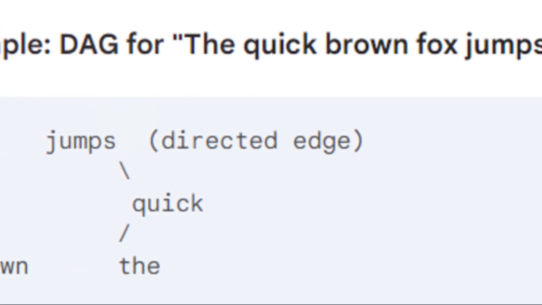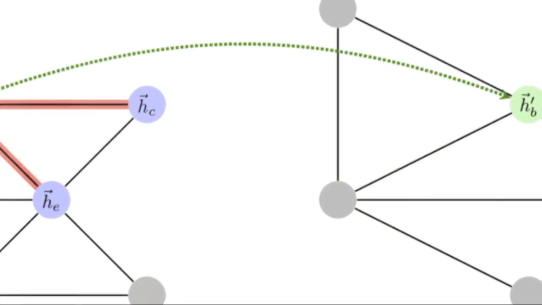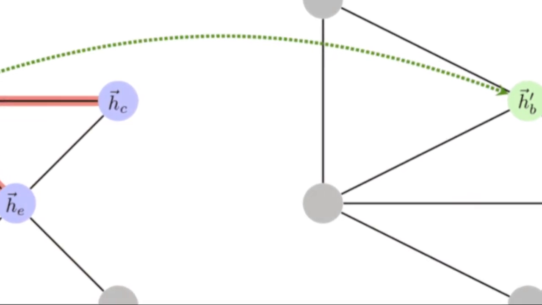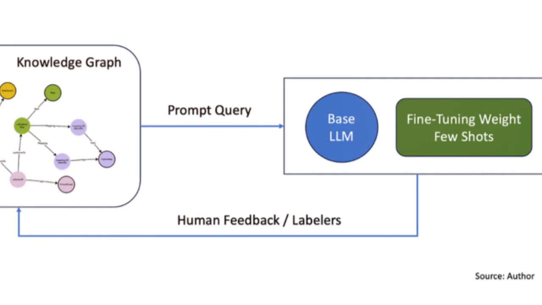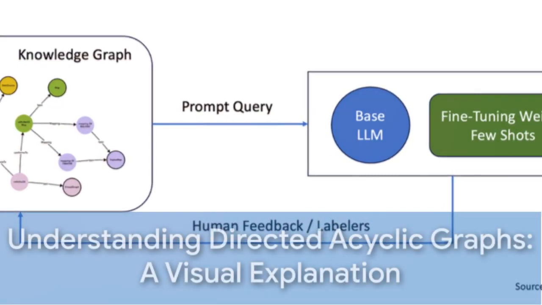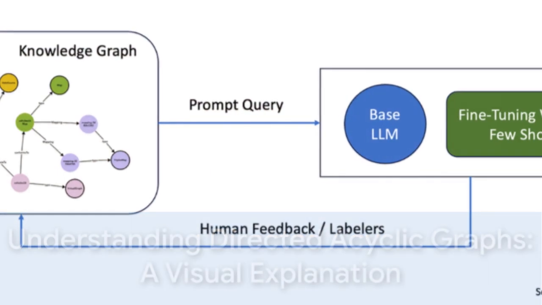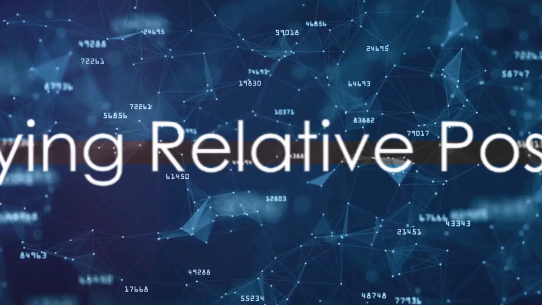The limitations of this method are clear, so how do we solve this? Enter the concept of relative positions encoded as edges in a directed acyclic graph, or DAG. In the world of computer science, a DAG is a directed graph with no directed cycles. That means it's impossible to start at any node and traverse the graph to eventually return to the same node. Now, how does this apply to our sentence?